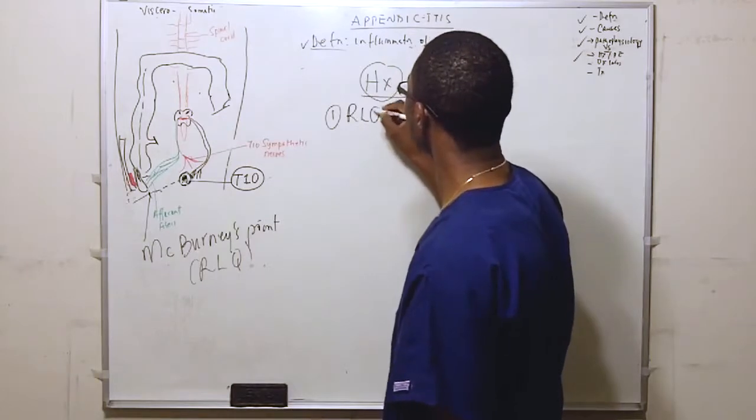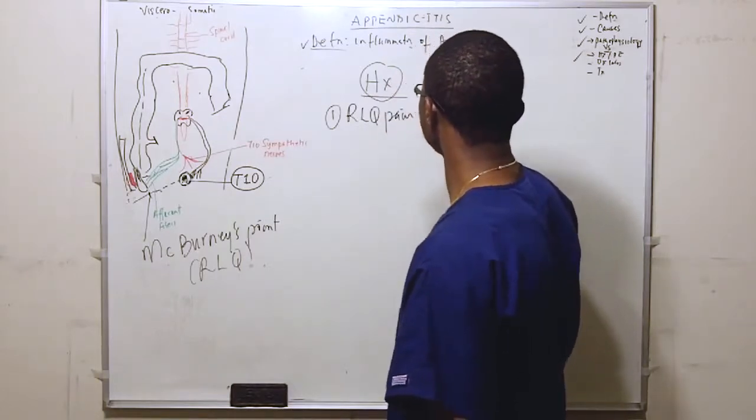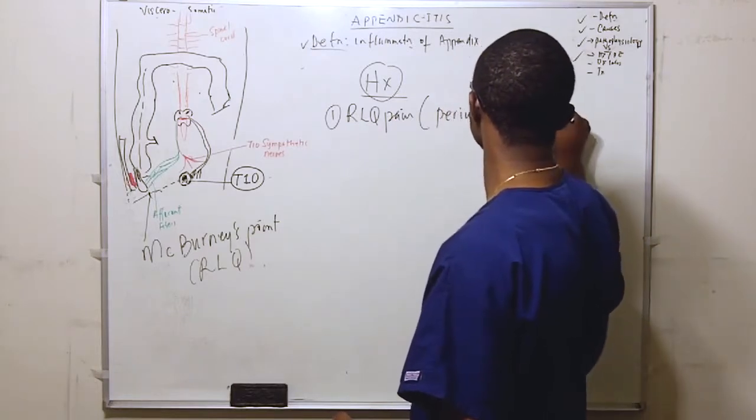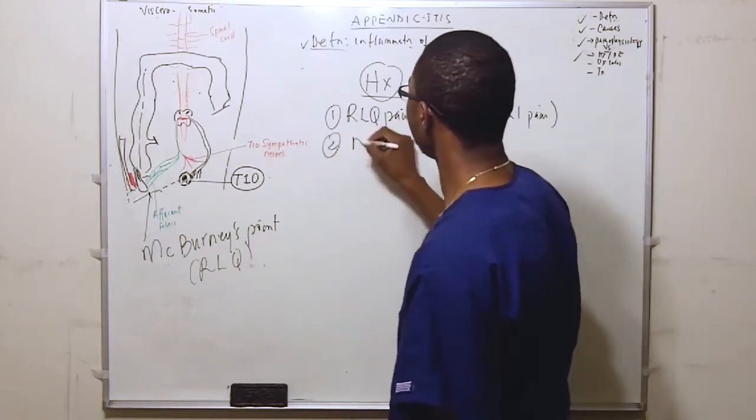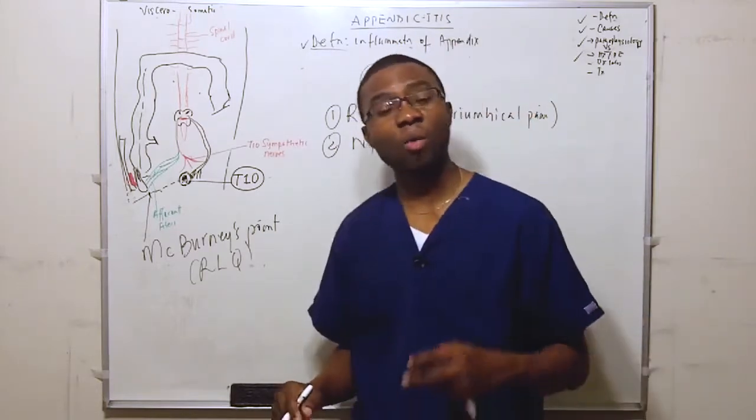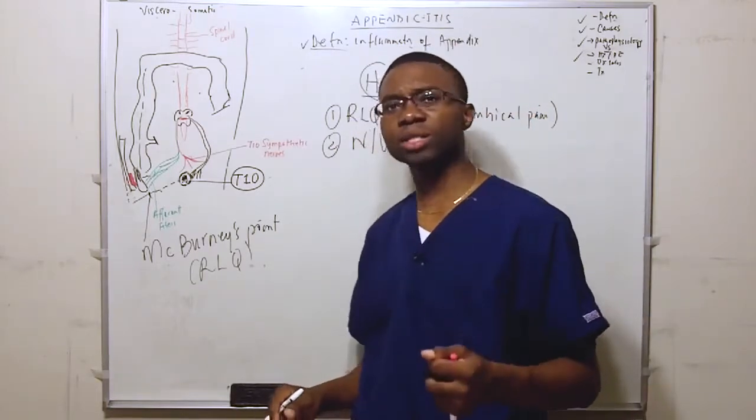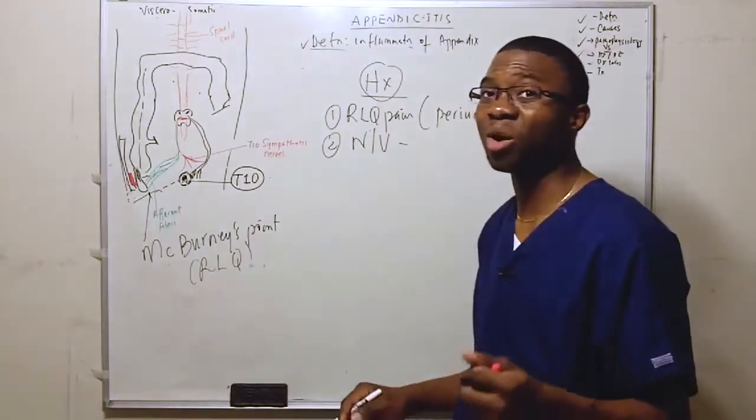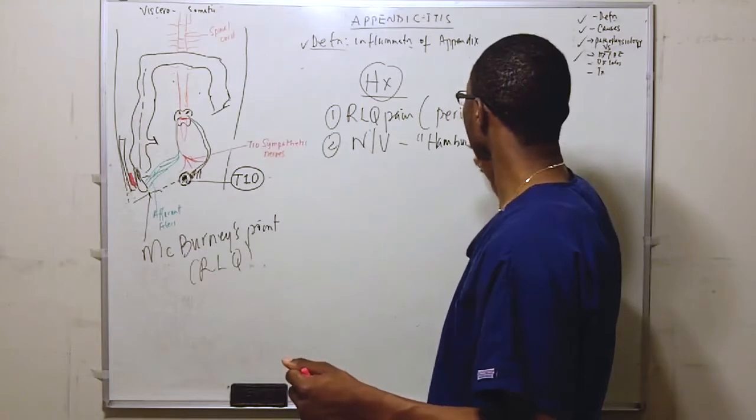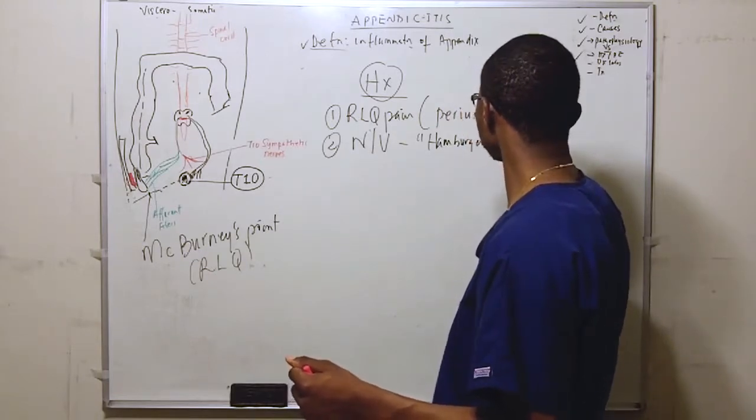So it's right lower quadrant pain, which usually starts periumbilical first. They have nausea. They are vomiting. Now, if the patient says, I want to eat a food, you want a sandwich? That's called the hamburger sign. No, that means it's not appendicitis. So that's how we fool patients.